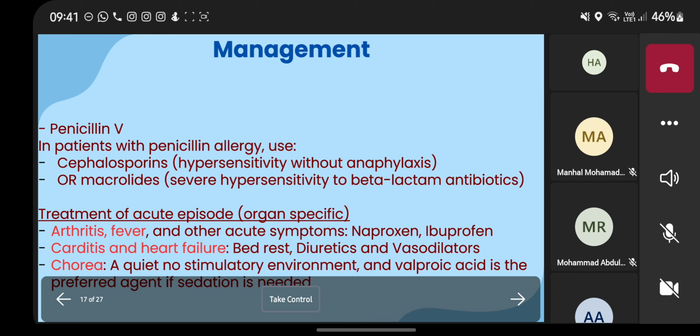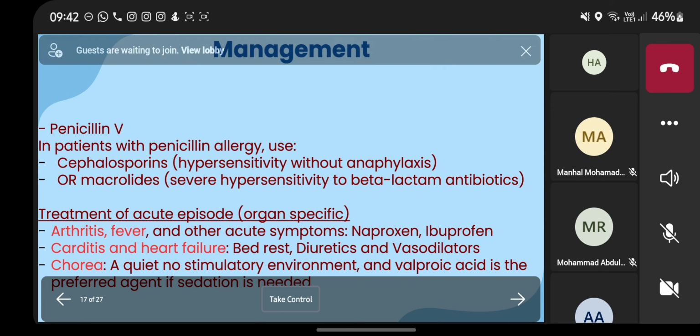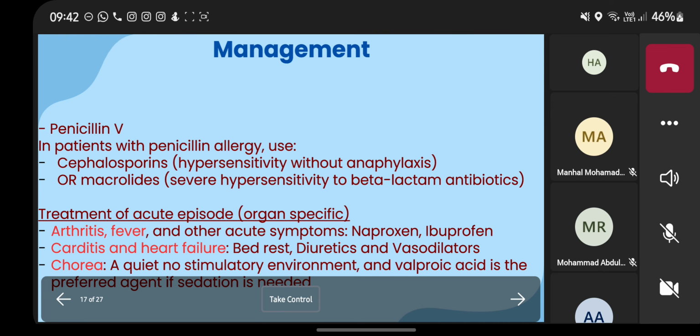For the management, we always start with penicillin V, unless the patient has a penicillin allergy. Then we will move to cephalosporins or macrolides in this case. For the treatment of the acute episode of the disease, we will treat arthritis and fever with ibuprofen, paracetamol, or naproxen. For the carditis and heart failure, we will tell the patient to have bed rest, and give diuretics and vasodilators to help with managing his heart failure problems.